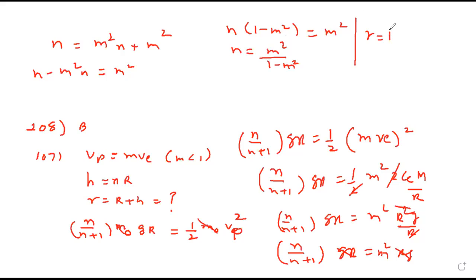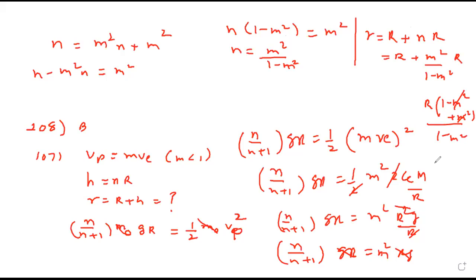Now distance from center is R plus h, which is nR. So it is R plus m squared upon 1 minus m squared into R. So finally it will become R common, 1 minus m squared plus m squared upon 1 minus m squared is cancelled. So R upon 1 minus m squared. Option D. Correct now? Yes, sir. Okay.